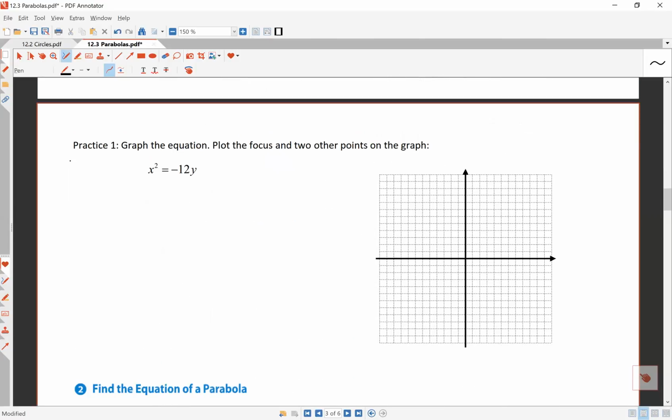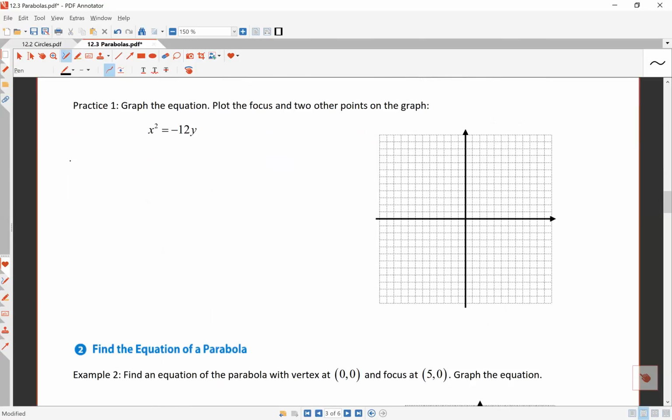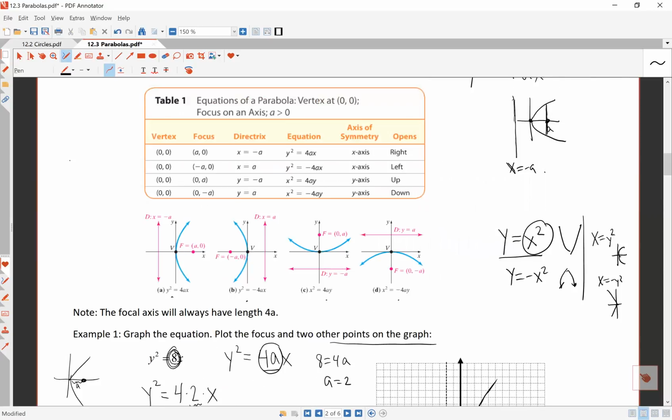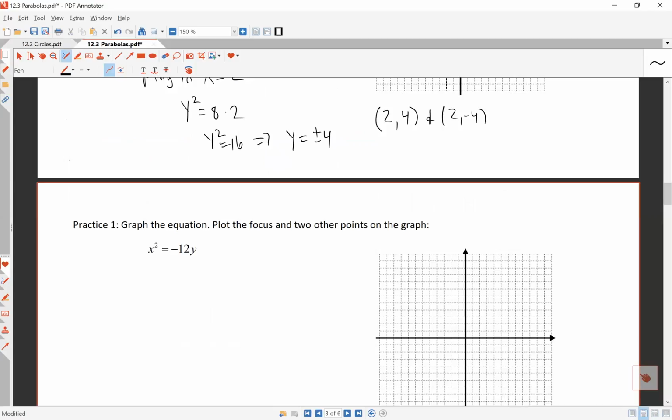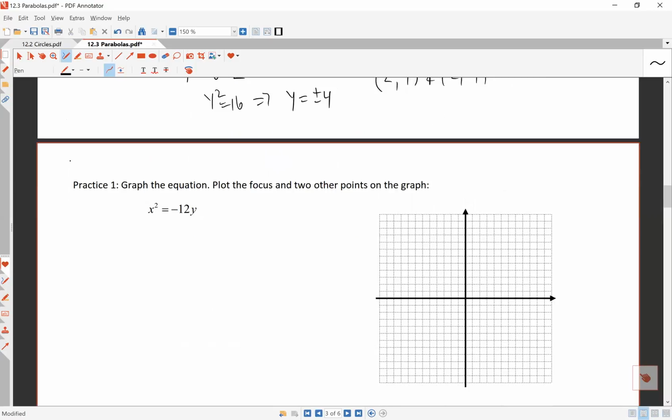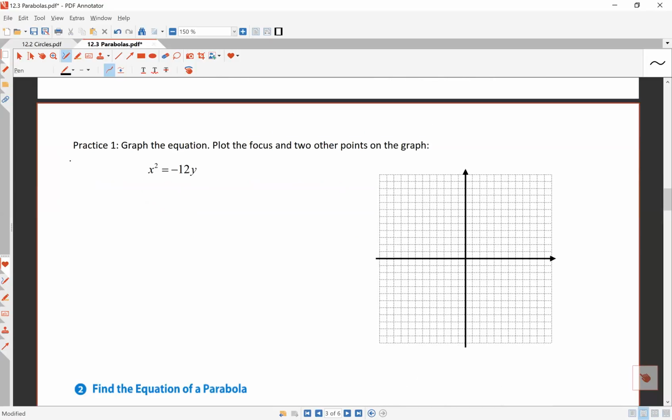Here's a practice problem for you to try. Make sure you go back up to your table to figure out left, right, up, down by the form of it. The x is squared and the y isn't, and the negative's there. I encourage you to press pause on your video and work this out, and come back when you're ready to see the solution.